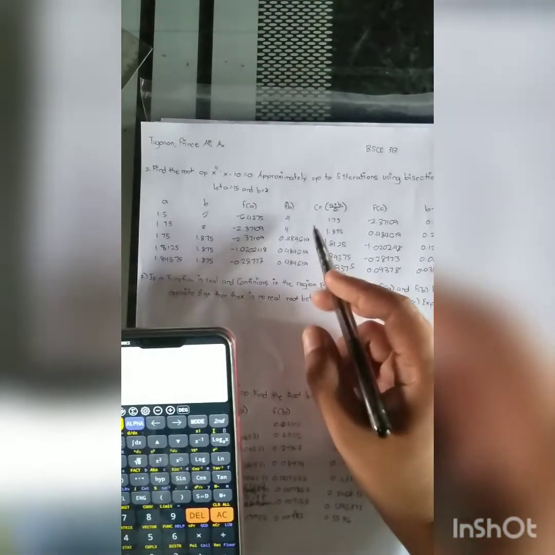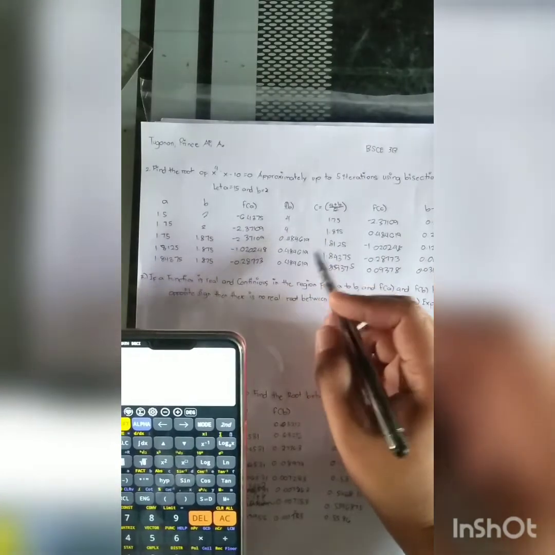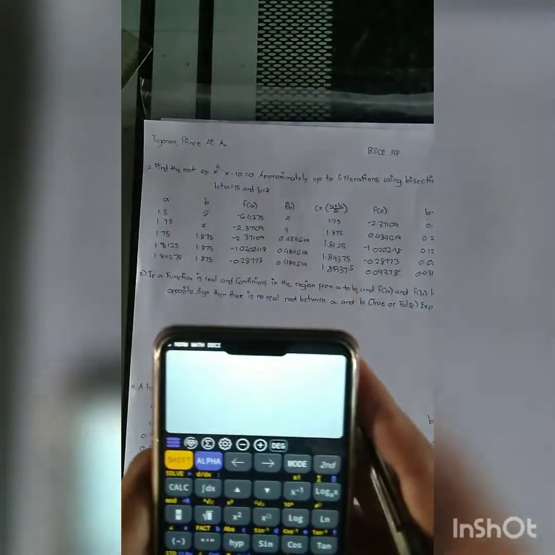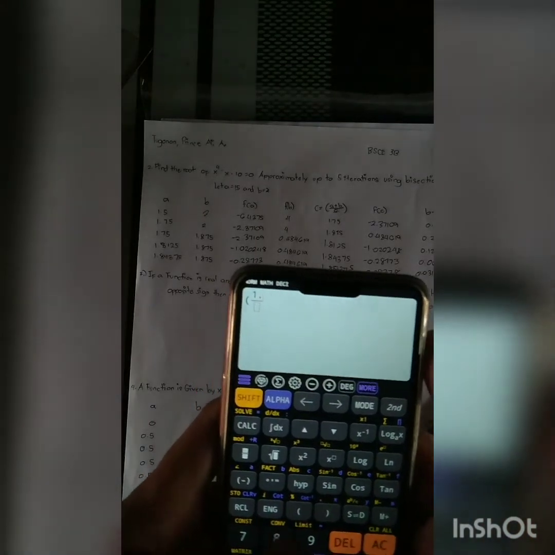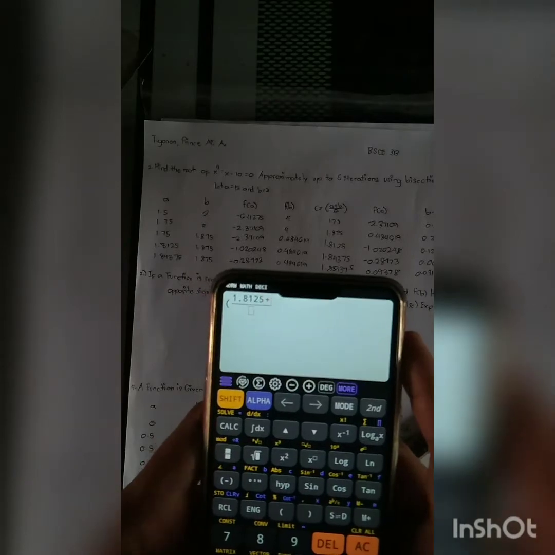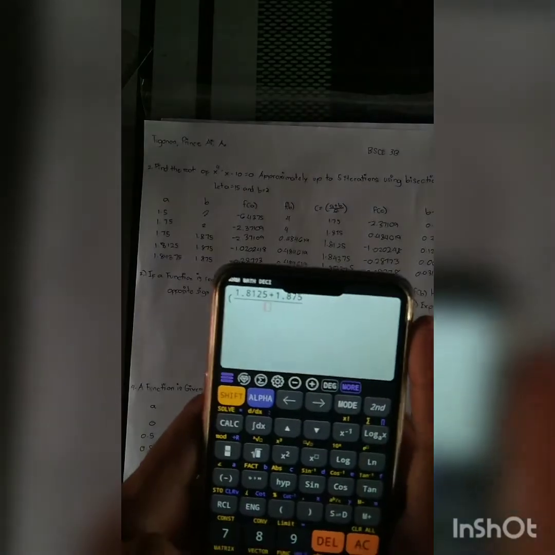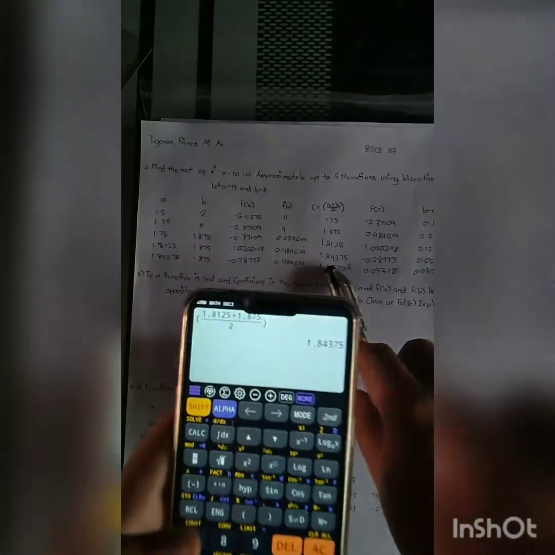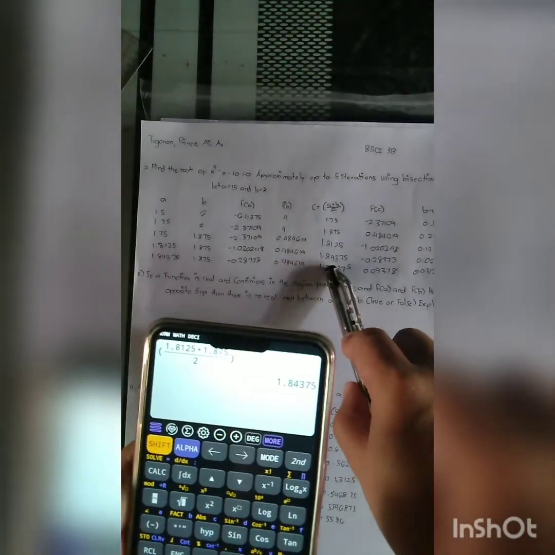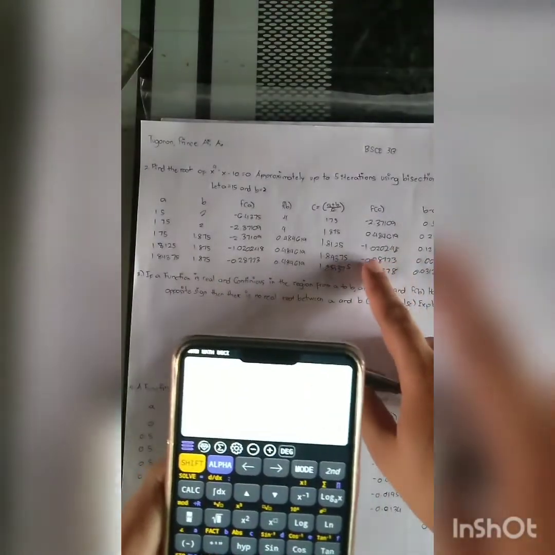And now we're gonna find the value of C in the fourth iteration. So A plus B, 1.8125 plus 1.875 over 2. So the value of C in the fourth iteration is 1.84375. Now we're gonna find the function of C.